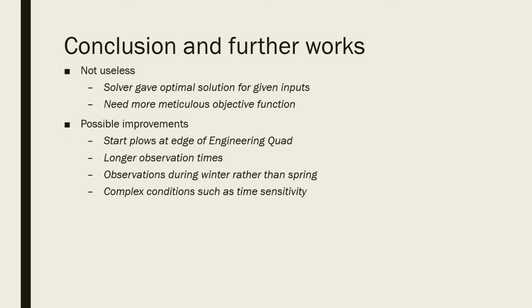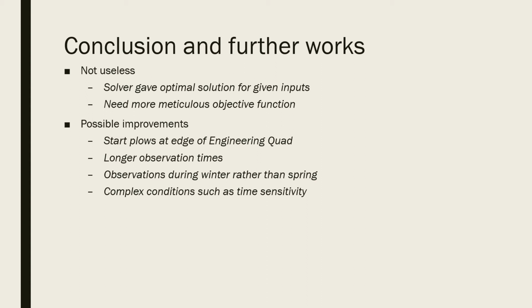Even though we considered our model a slight failure, it is not entirely useless. From this model, we learned that the solver did give us an optimal solution for our given inputs. So we know that from now on, we need to start giving it more meticulous objective functions as well as constraints and parameters. Some possible improvements could be that the plows have to start at the edge of the engineering quad rather than anywhere on the engineering quad.